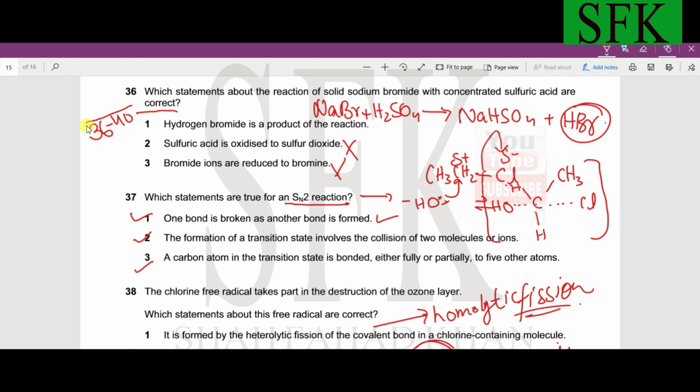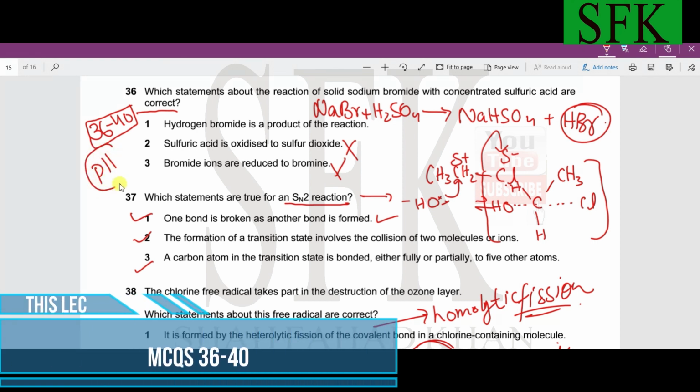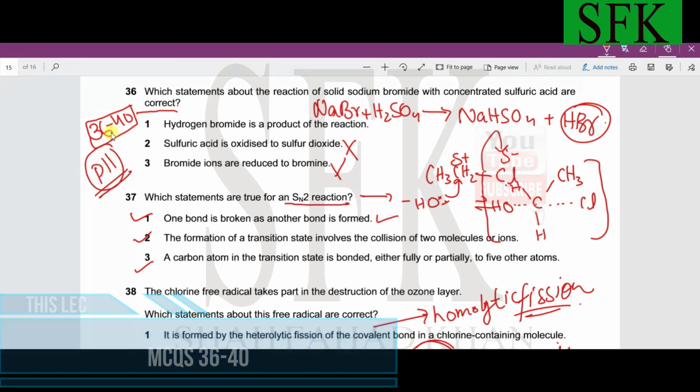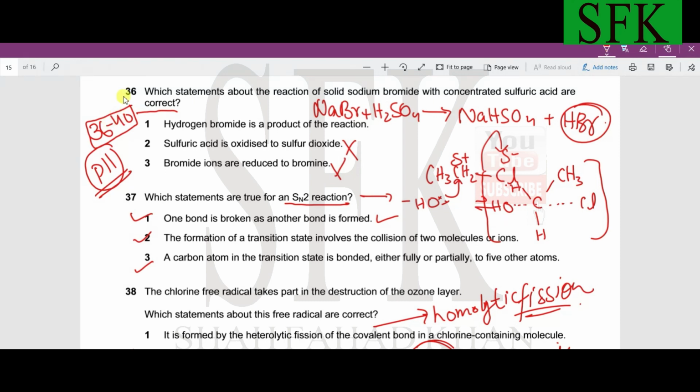In this lecture we are going to cover the last 5 MCQs of this paper, October-November 2009, paper 1, variant 1. Let's get started then. AS chemistry. The previous lectures have been covered in the previous videos, the links to which have been given in the description. So please do check that out if you haven't checked them out yet.